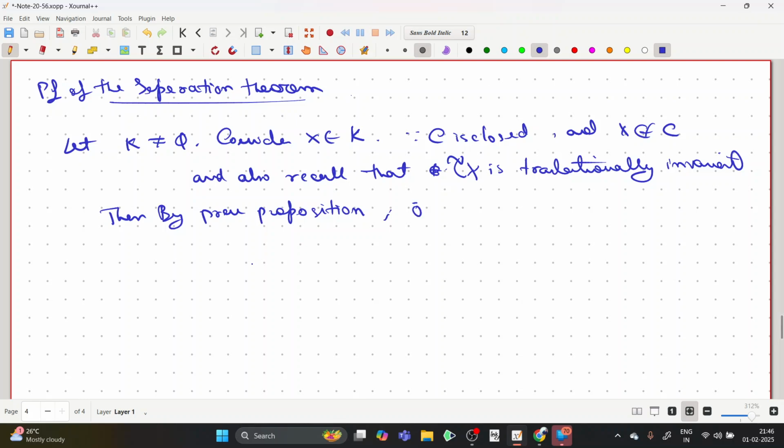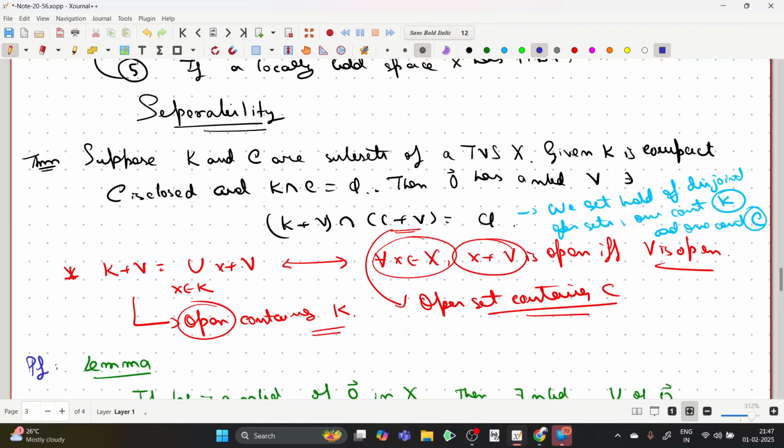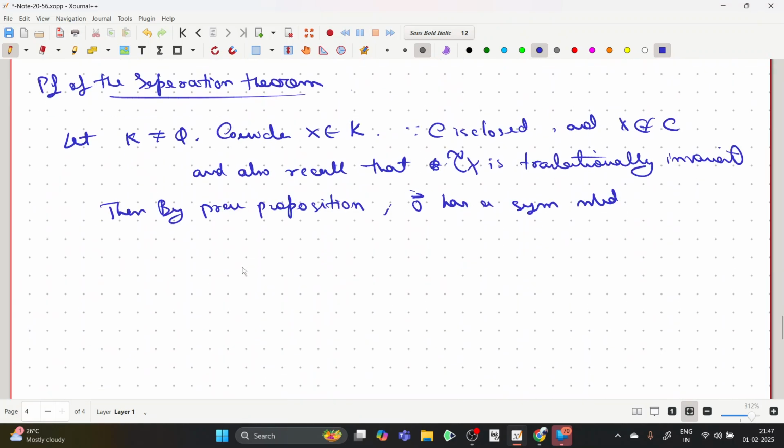0 has a symmetric neighborhood. So let me just go back to the statement of the theorem once. So I am having a neighborhood V of the origin. So I need to use the lemma because the lemma also deals with the neighborhood of the origin, and obviously we gave that lemma for the proof because we need it at some point.